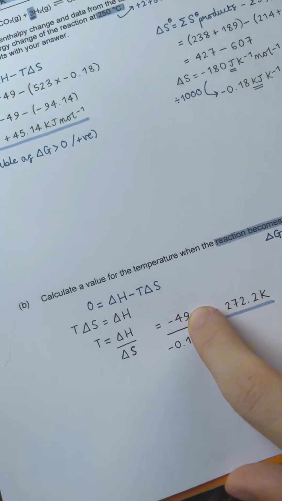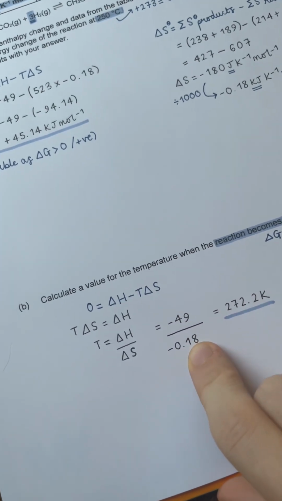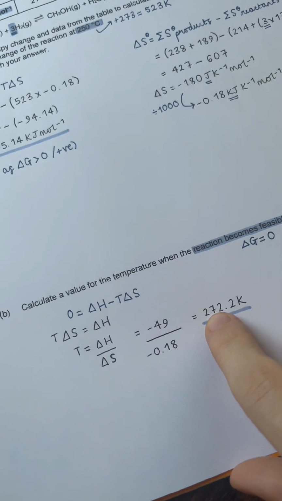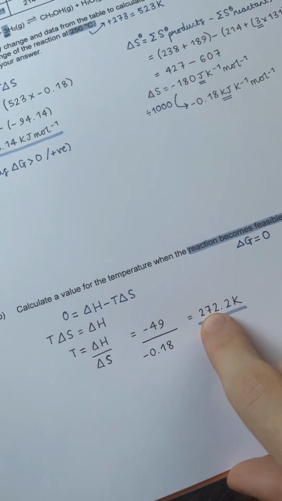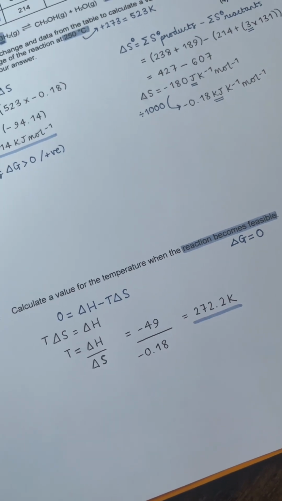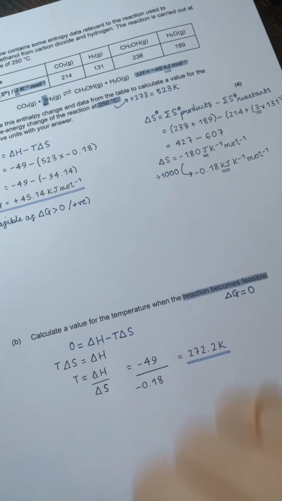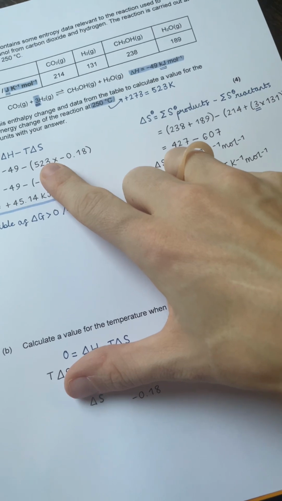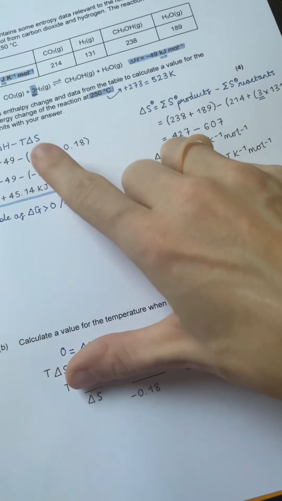Using the same values for delta H and delta S from the question above, we can see that the temperature we would need for this reaction to be feasible is 272.2 Kelvin, which, as I predicted, is less than the 523 we had before.